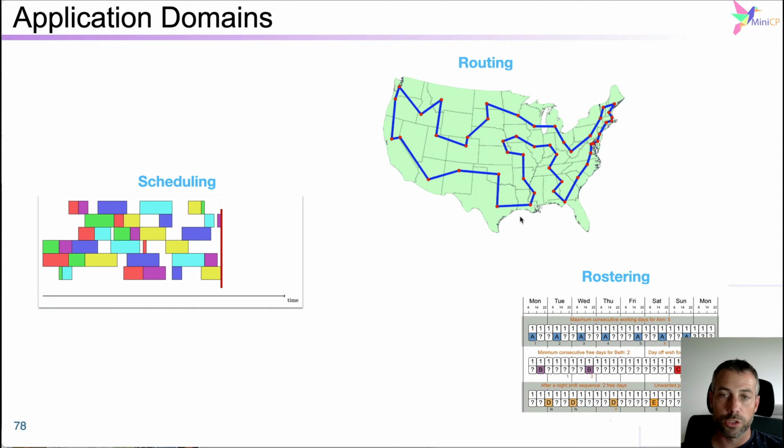So you might use constraint programming to solve a scheduling problem that's represented on the left. For instance, that's the job shop problem. You might also want to use CP to solve a vehicle routing problem or even a rostering problem, for instance, to schedule the exams in your universities.